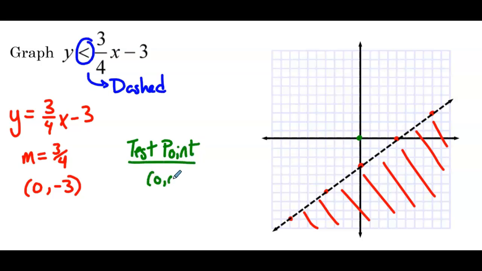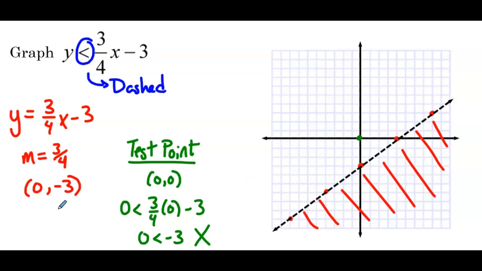So our test point is again the origin. Plugging 0 in for y, we have 0 is less than 3/4 times 0 minus 3. So we have 0 is less than -3, which is not true. And we could see that makes sense. The origin is not in the solution set that we shaded before.